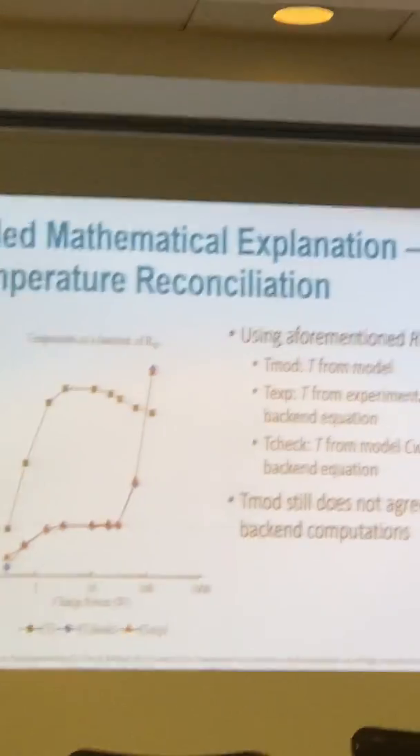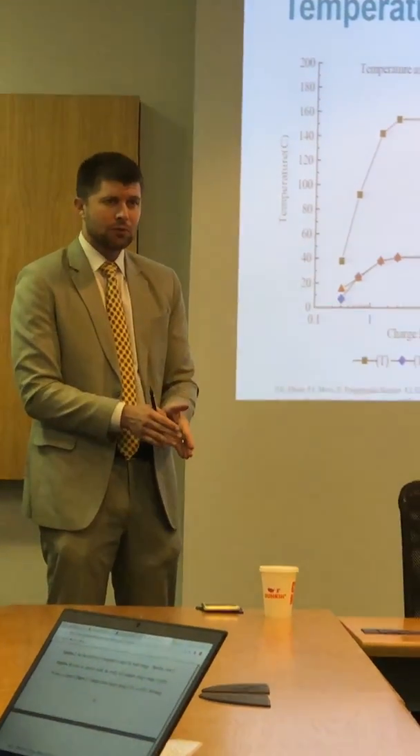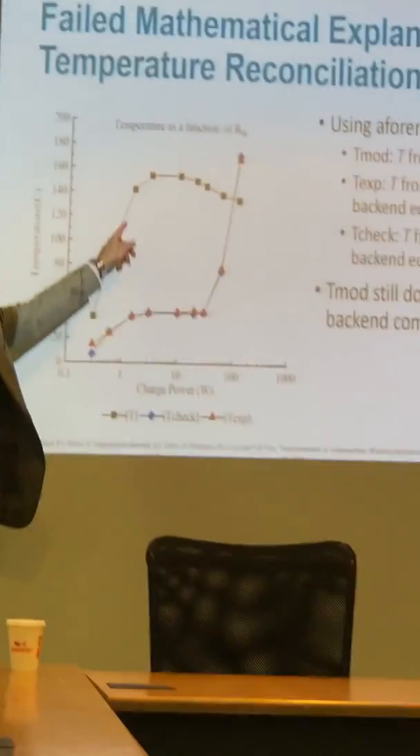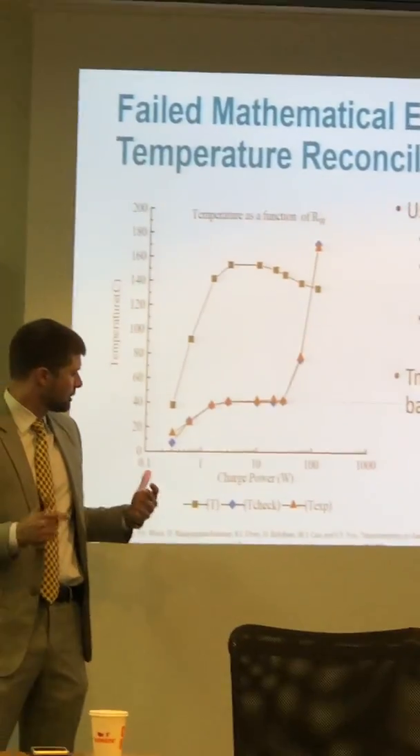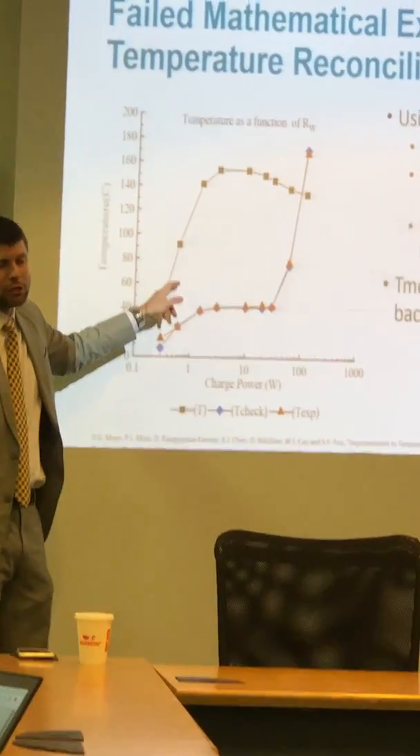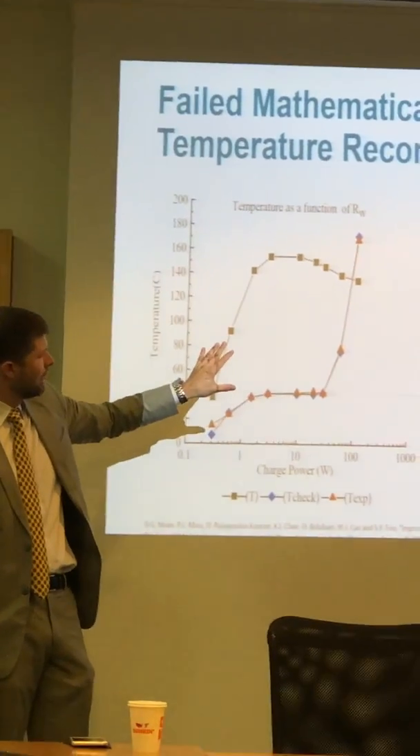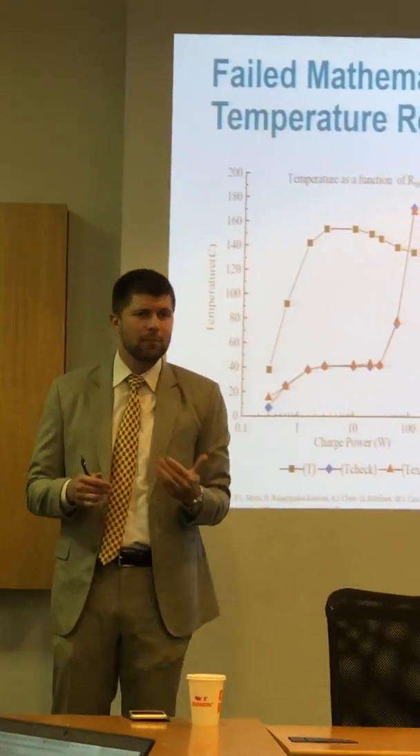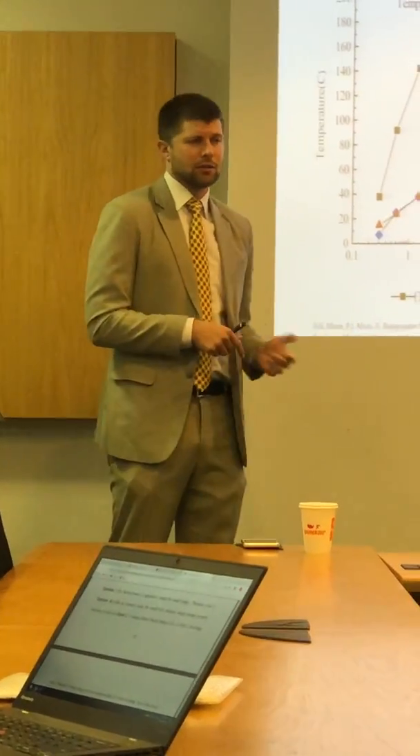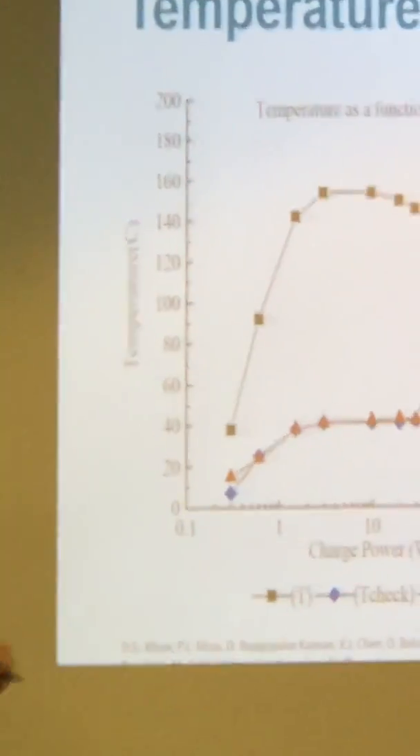So the next thing I did is I used that back-end temperature computation off of the model's results and the experimental results, and compared them to the model's initial input. And what we should expect to see is this t-check value should match the initial temperature computation, but they don't. So this indicates that these manipulations are not working. Somehow we do not understand the temperature dynamics inside these cells. And we're still very cold, might I add. We're still less than 200 centigrade.